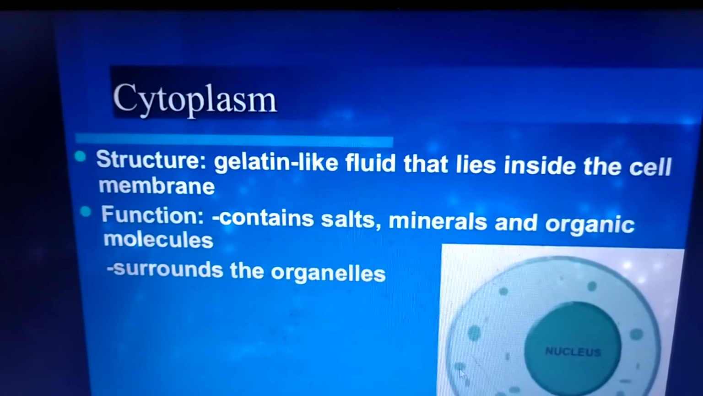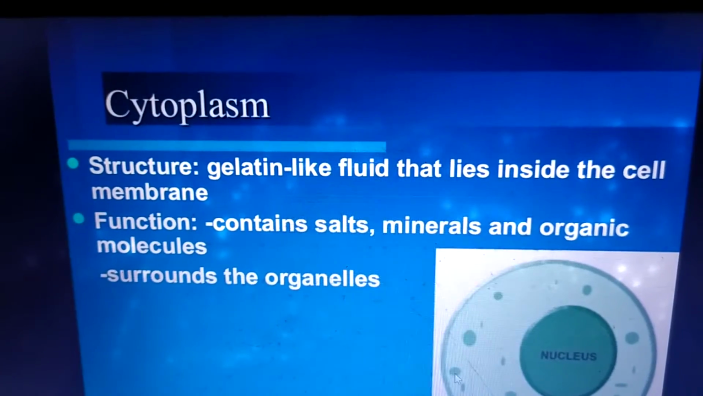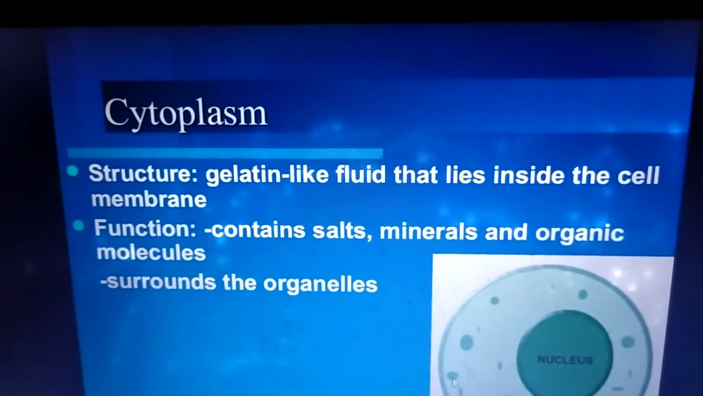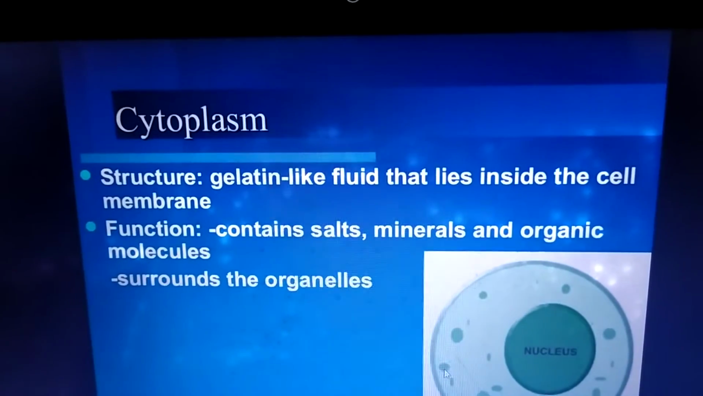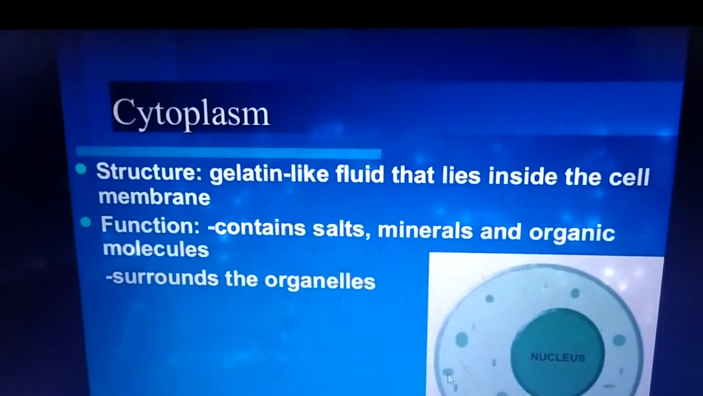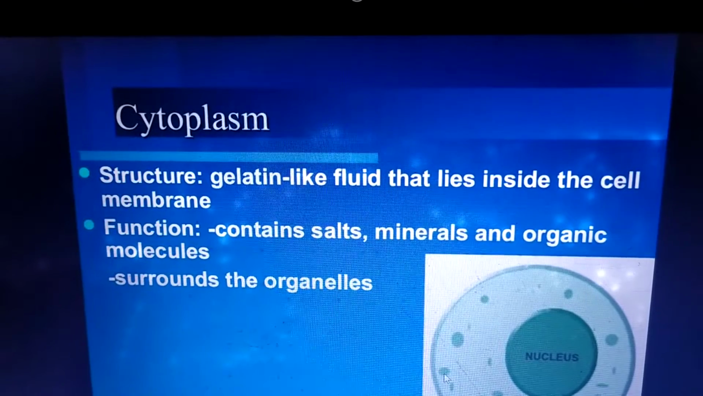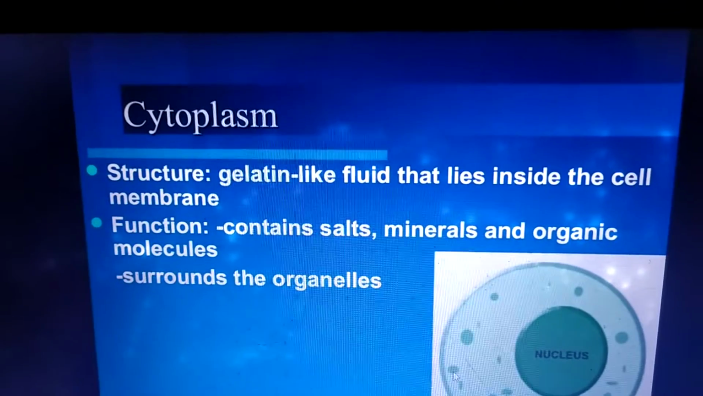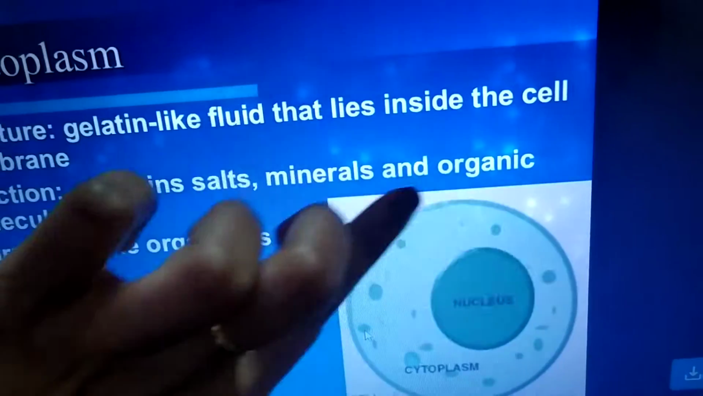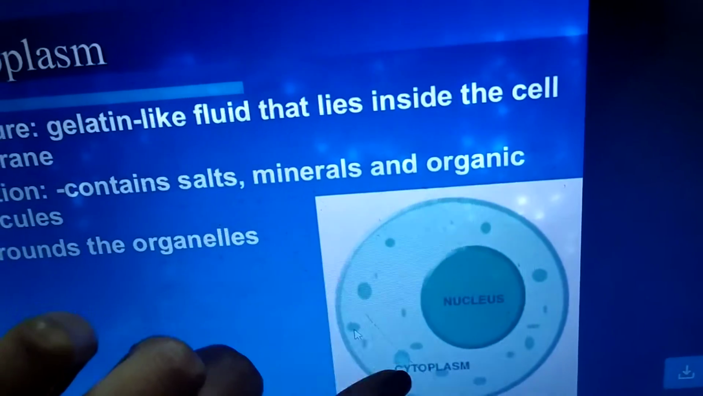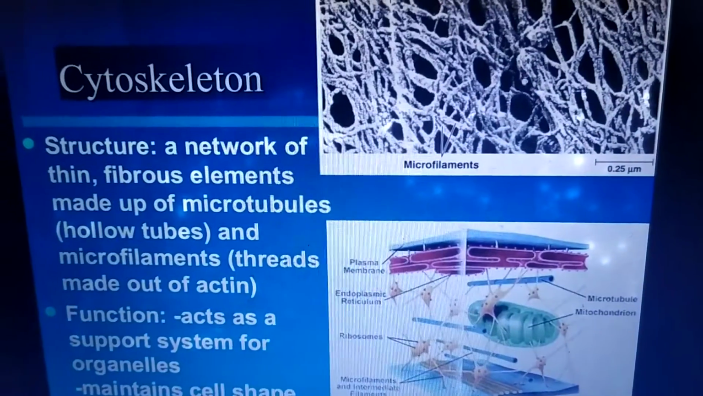Cytoplasm, as you can see, is a liquid, jelly-like fluid. It is a fluid that lies inside the cell membrane. What is its function? It contains salt, minerals and organic molecules, and it surrounds the organelles. Basically this is the cytoplasm and it is a structure of the cell. In the cell, the jelly-like structure is known as cytoplasm.